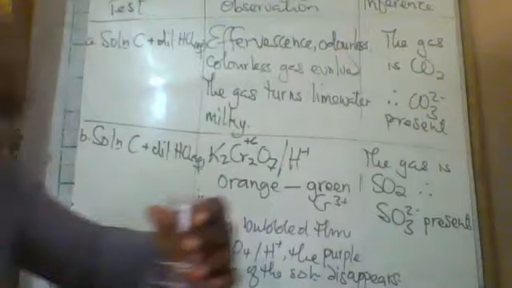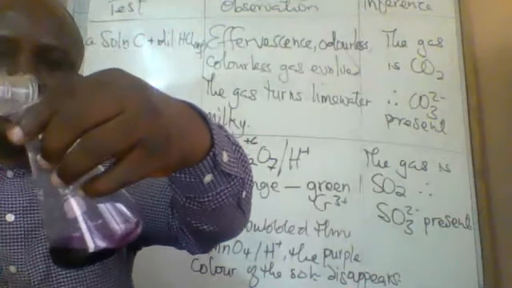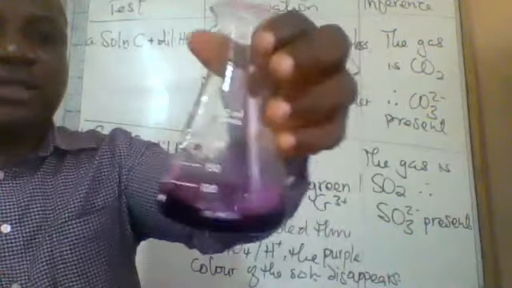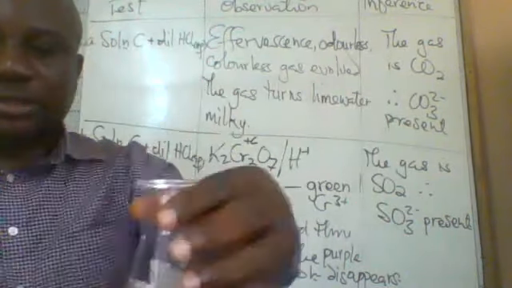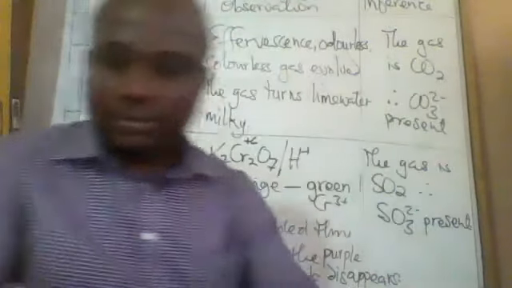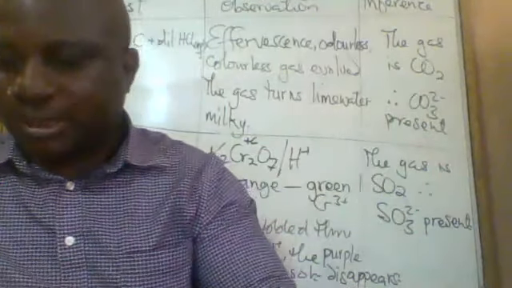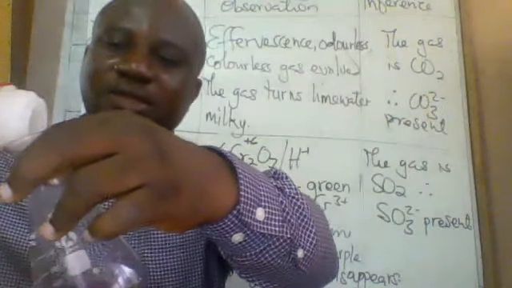It will turn to colorless. Let me see whether this will work. So I have acidified the potassium dichromate by adding sulfuric acid. Let me add a substance to it and see whether it will reduce it. If it reduces, then the substance is a reducing agent.